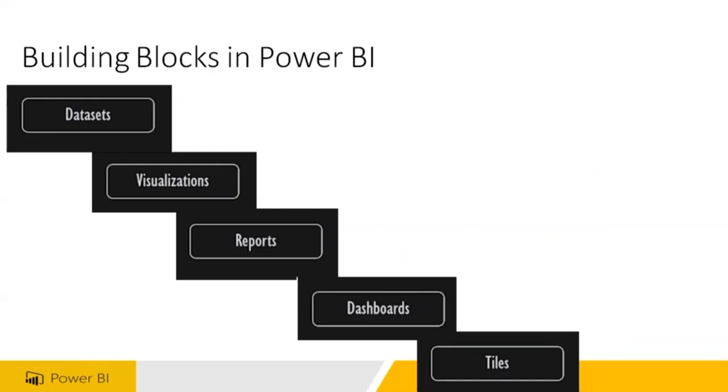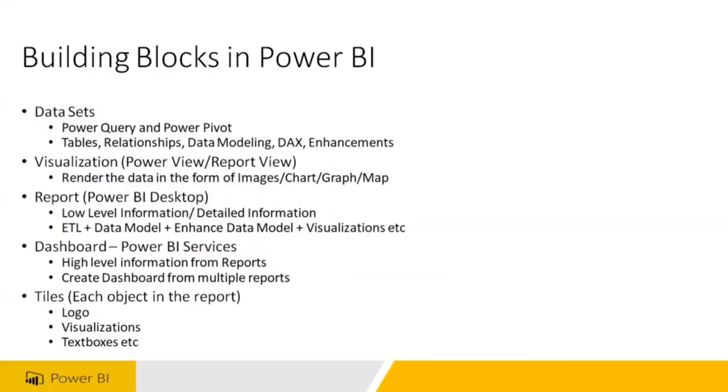According to the theory, what is a data set? Data set means Power Query and Power Pivot steps, tables, relationships, data modeling, DAX, and other enhancements. Visualization is part of Power View or Report View. It renders the data in the form of images, charts, graphs, and maps. Reporting is part of Power BI Desktop and holds low level or detailed information. It will have ETL, data model, enhanced data model, visualizations, and so on. Dashboard means high level information from the reports; you create dashboards from multiple reports. Tiles means logos and visualizations.